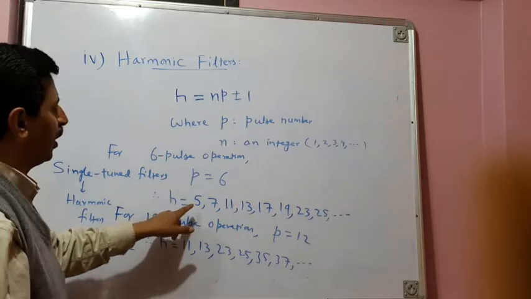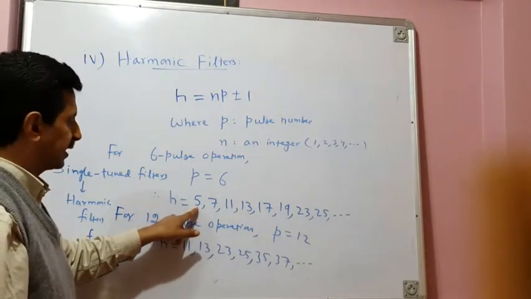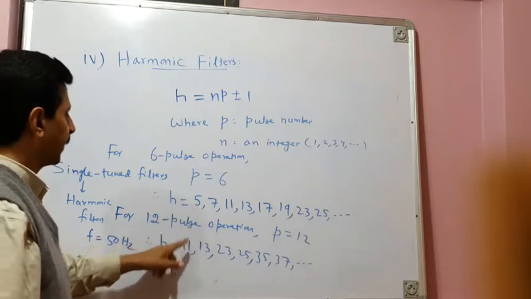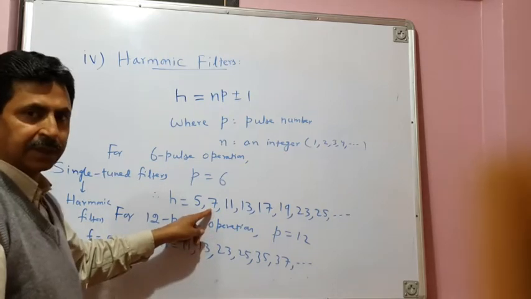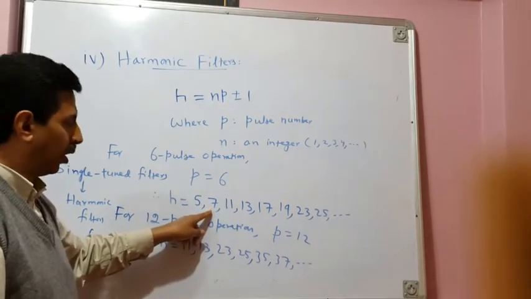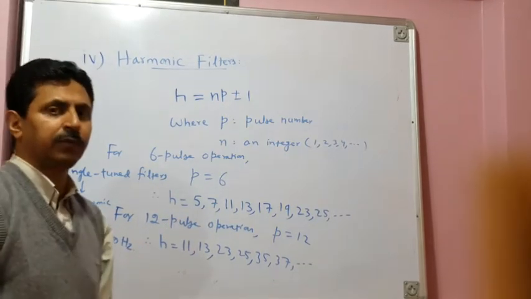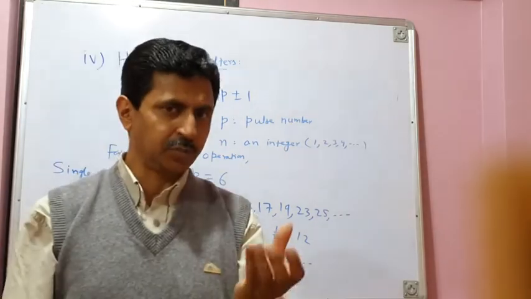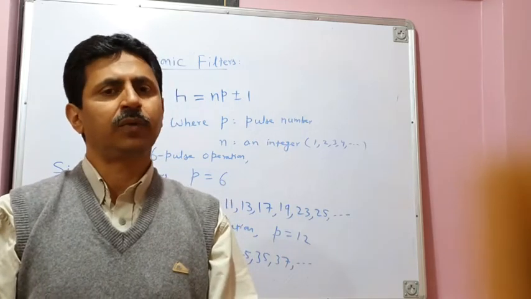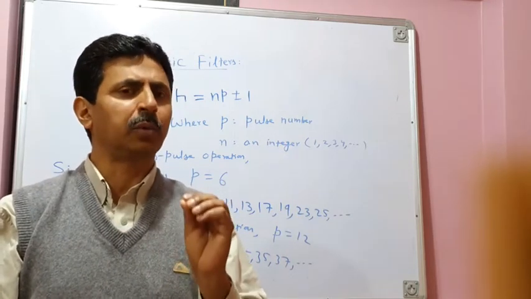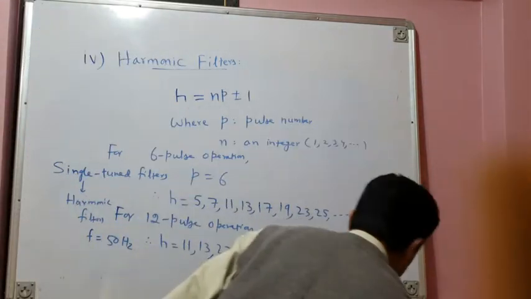For example, a single tuned filter tuned to 5th harmonic will suppress 5th harmonic component. Similarly, another single tuned filter which is tuned to suppress 7th harmonic component in the line current will suppress 7th order harmonic in the line current. But at the fundamental frequency, these harmonic filters will provide some reactive power, not all reactive power, some reactive power. So therefore, we can say that these harmonic filters provide some reactive power compensation at fundamental frequency. So that is about harmonic filters.